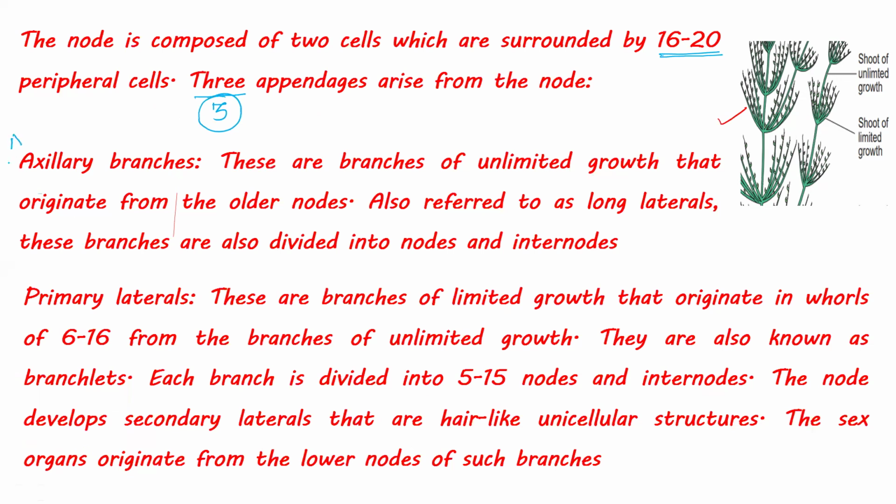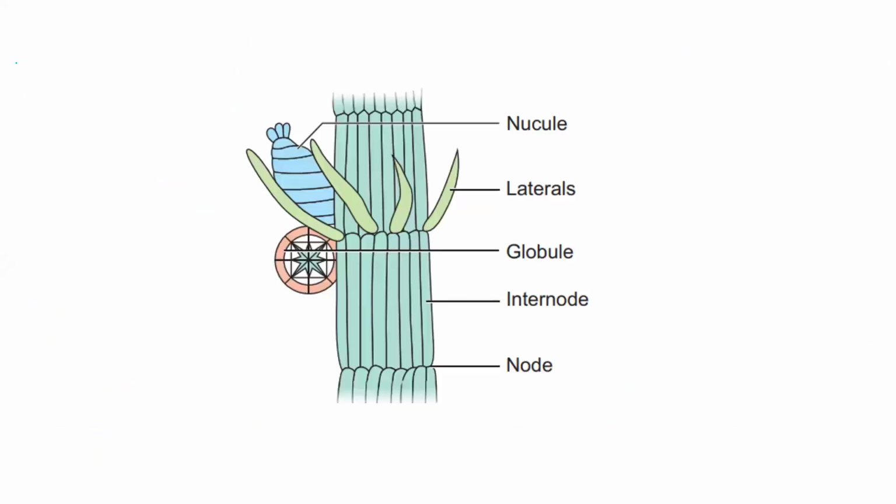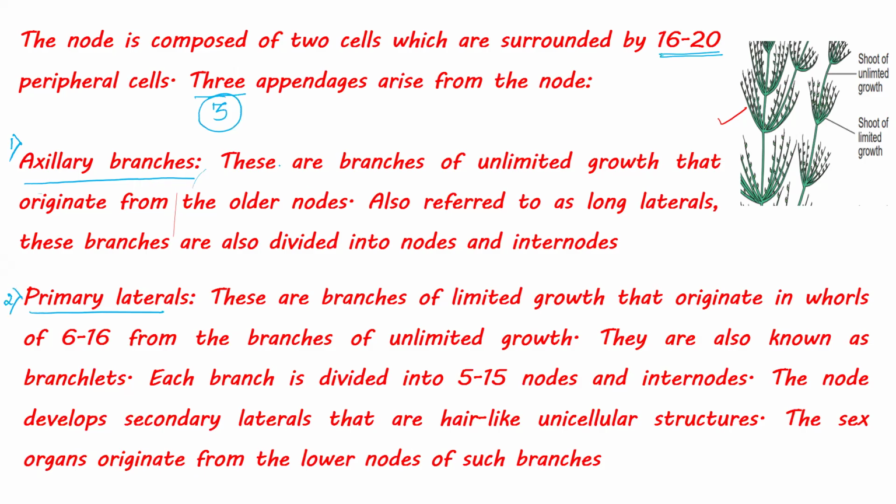Number 1. What is that? Axillary branches. The appendages are nothing but branches. Second is the primary lateral and third is the stipulode. Now we will see each one of them carefully. What are the 3 appendages? The first one is the axillary branches.